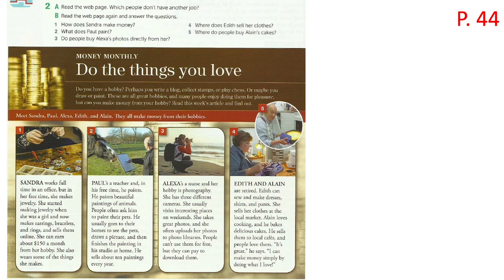We're talking about hobbies. So here you have this one. Here we have some questions, no? We have some questions about the text. Number 1, how does Sandra make money? How does she make money? Here in paragraph number 1, you can see she makes jewelry to make money. So that's how she makes her money.